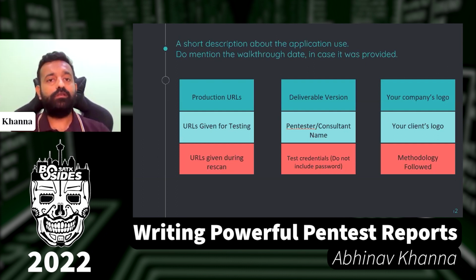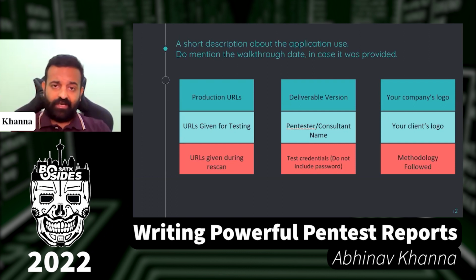Then production URLs. If you're working on a staging environment or a UAT environment, do mention the production environment details as well. And the URLs given for testing. Again, UAT environment or staging environment, whatever it is, do mention the URL in the report. And the rescan URL as well.